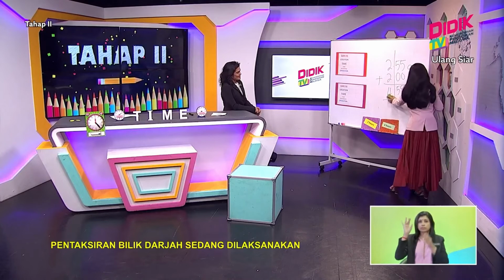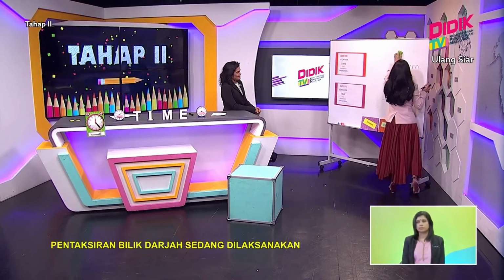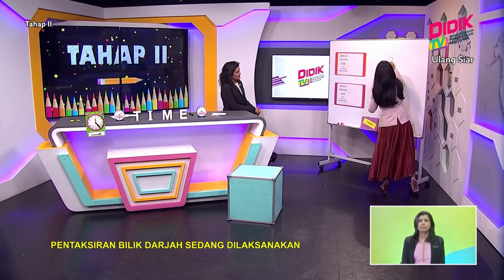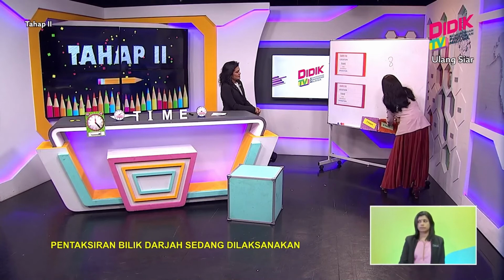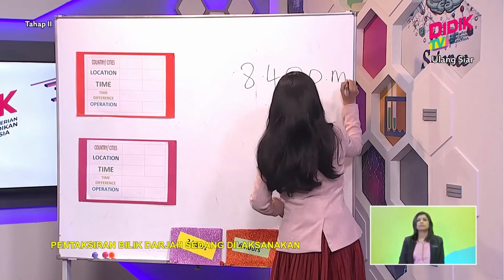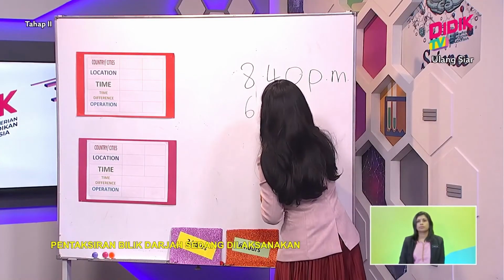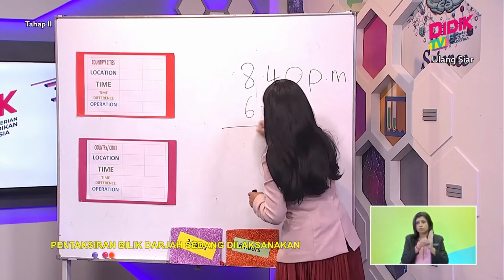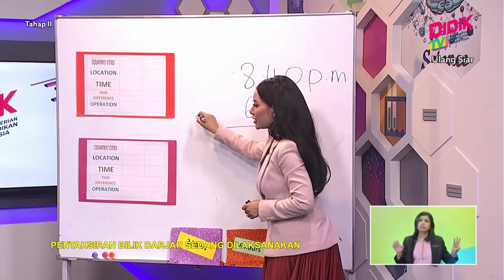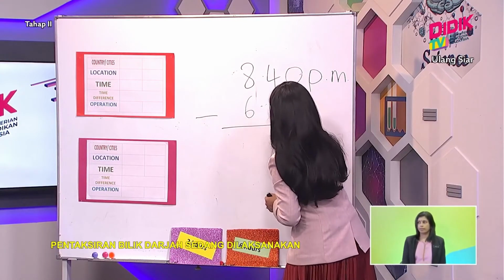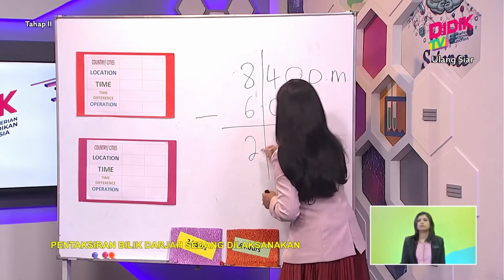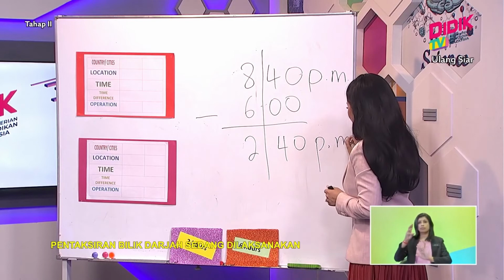All right, let me quickly erase this. So 8:40 p.m. in Malaysia. The time difference is 6 hours in Denmark, and it wants the time in Denmark. Denmark is on the west side of Malaysia, so west is subtraction. I have to draw the line first here. And then minus 6 is 2. And the time is PM.